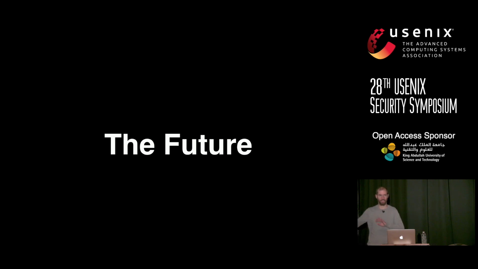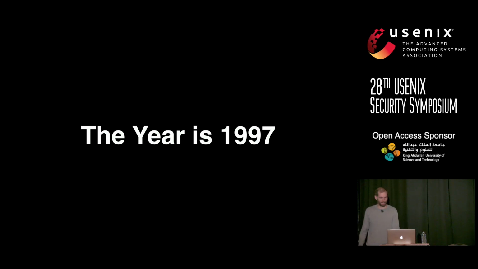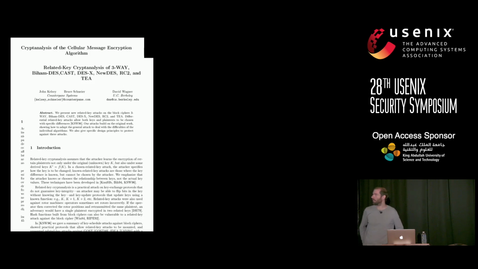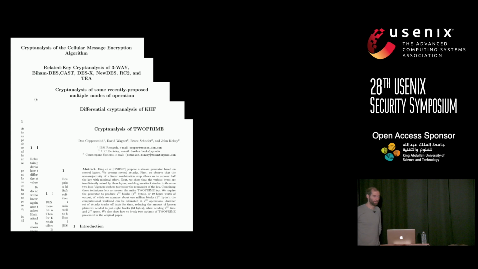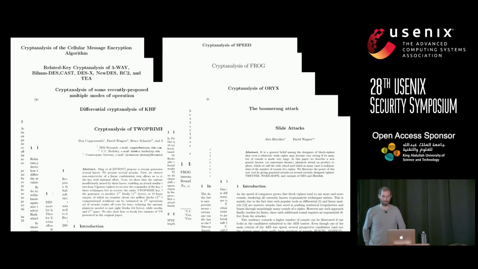Okay, so that's all I have to say about what we've learned from evaluations so far. Let me briefly mention what I think will happen in the future, or what may happen in the future. I showed this slide earlier of lots of things being broken. Okay, so the year is 1997. The AES contest is going on. We're trying to design robust crypto in block ciphers. And you see a slew of papers coming out that's break after break after break after break of things that are no longer effective.